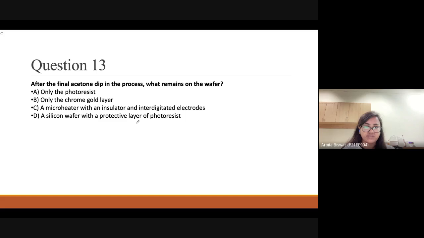After the final acetone dip in the process, what remains on the wafer? Only the photoresist. The second option is only the chrome gold layer. The third option is a microheater with an insulator and interdigited electrode. And the fourth option is a silicon wafer with a protective layer of photoresist. So which one is the right answer? Take your time. There is no hurry, but at least try.